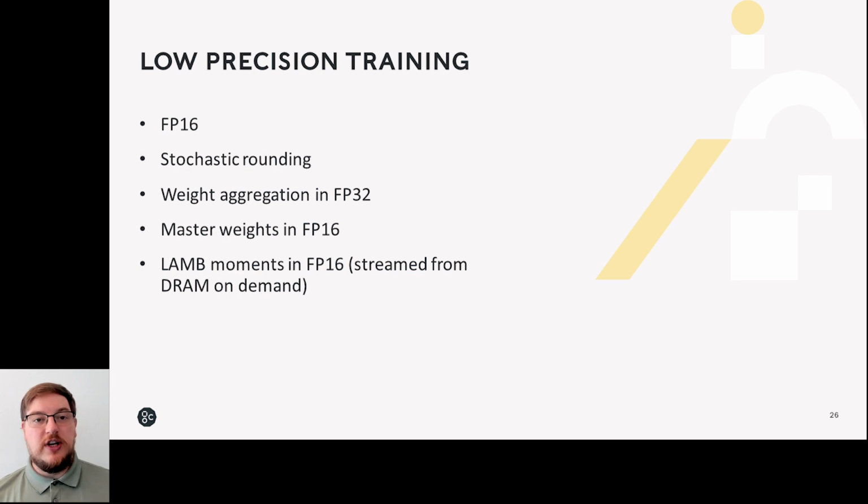Another important ingredient is low precision training. For MLPerf, we trained with FP16 precision, and we used stochastic rounding. The weight aggregation happened in FP32. However, the master weights were kept in FP16. Also, the LAMB moments were kept in FP16 and streamed from the DRAM on demand.